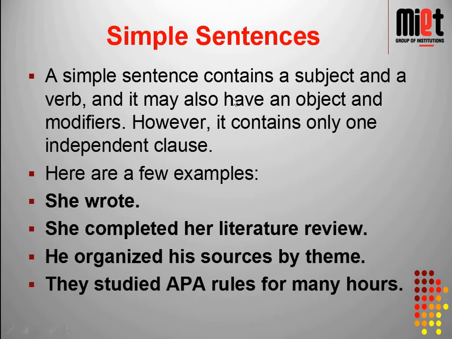Simple sentence. A simple sentence contains a subject and a verb, and it may also have an object and modifier. However, it contains only one independent clause. Here are a few examples.